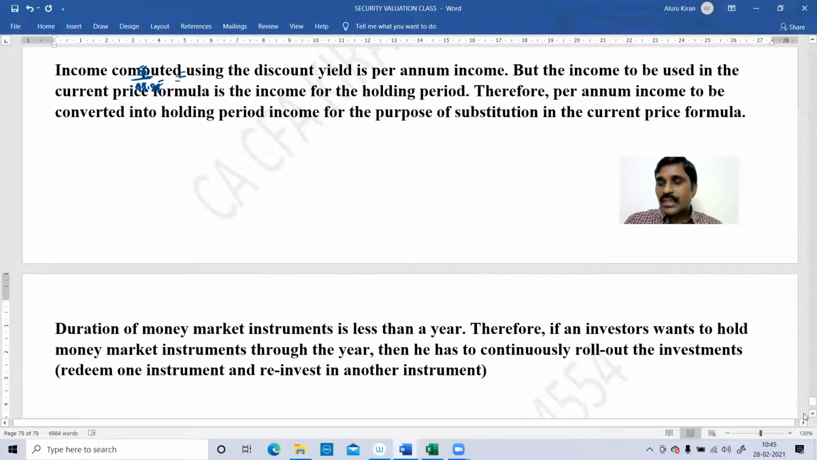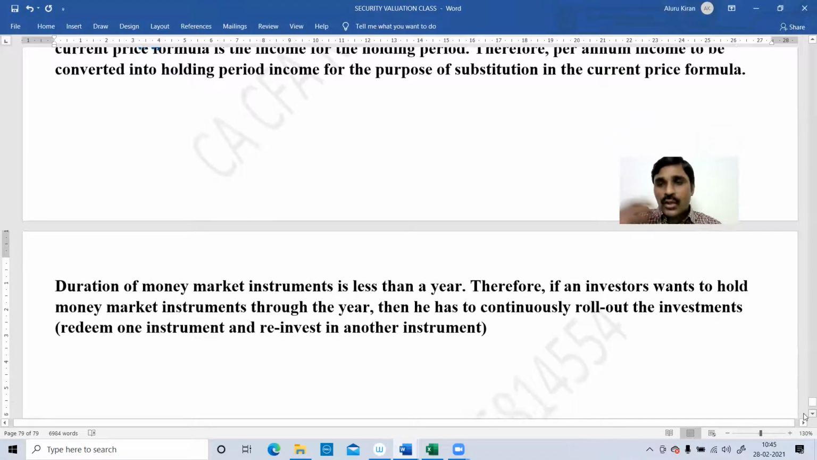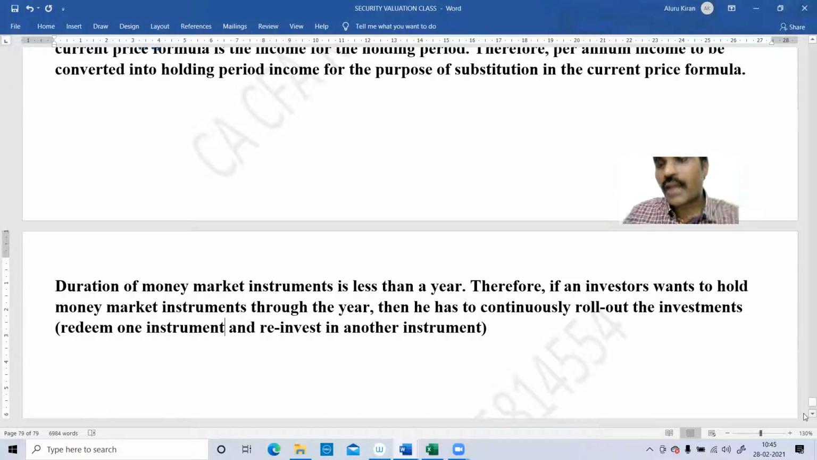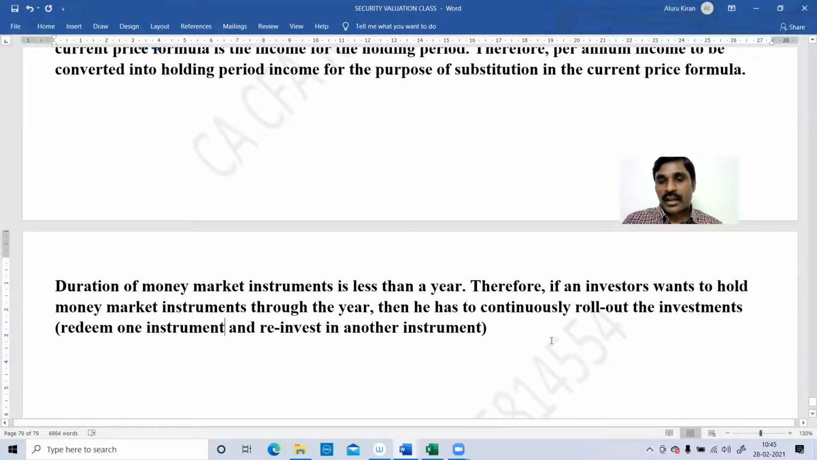If I want to hold continuously for 365 days, what do I have to do? Continuously I have to roll over. Invest in one investment, after 45 days or 90 days get some amount and again reinvest it, so that you can continuously hold one or the other money market instruments throughout the year. If you hold like that, what return will you get? Is it the bond equivalent or discount equivalent? No, it is the effective annual return.